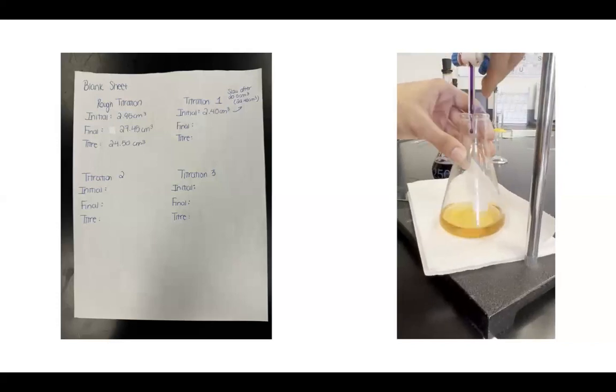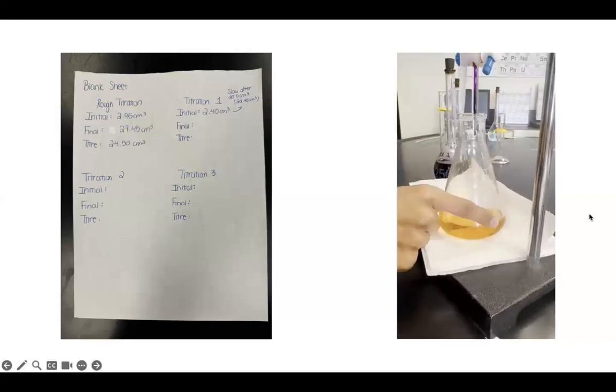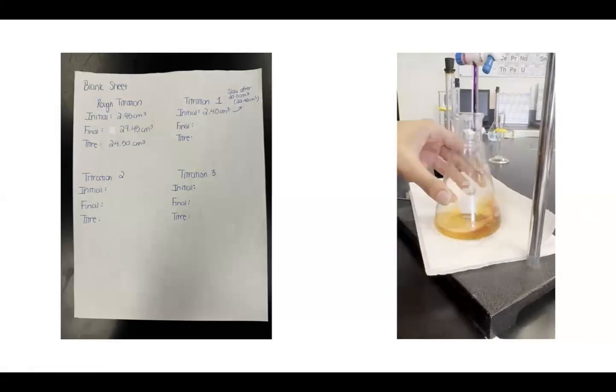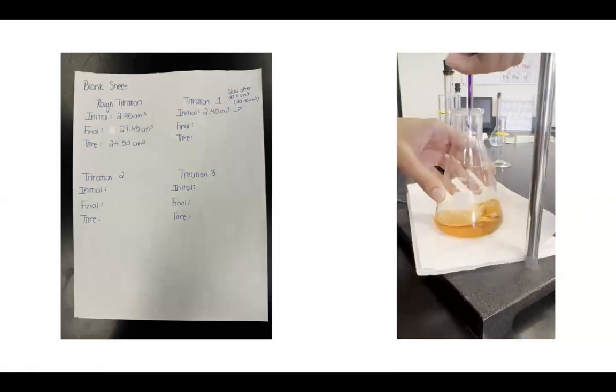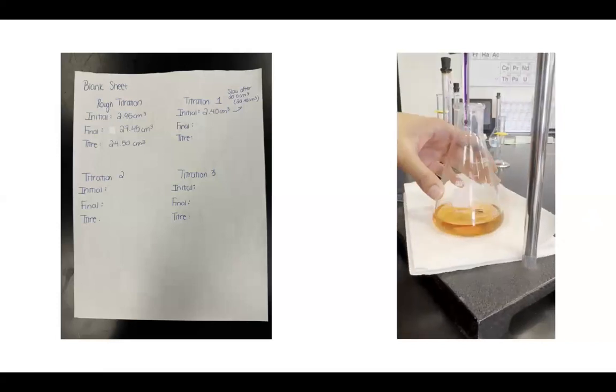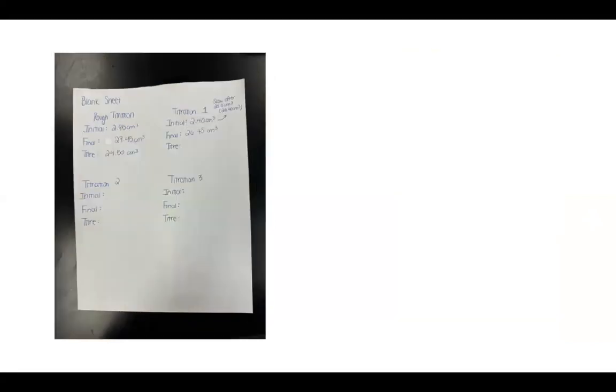So as you can see, we're seeing hints of this pinkish color come into play. And then finally, it turned a darker color, which is a signal that the titration has reached its endpoint. So from there, you are going to record the final using the same thing, the meniscus, two decimal places, ends in 0 or 5, and centimeters cubed. So here we got the final as 26.75 centimeters cubed.